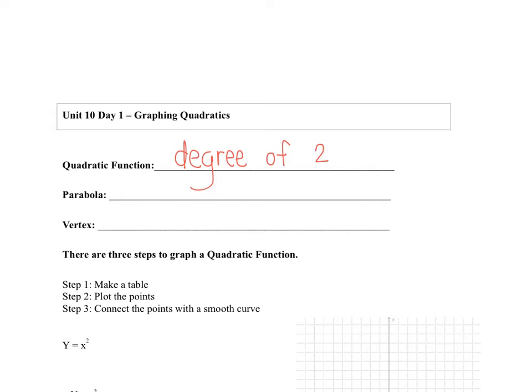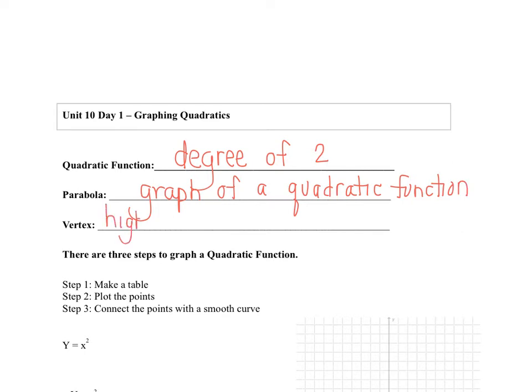And then a parabola is the graph of a quadratic function. And you're going to be looking at those today. And the vertex is the highest or lowest point on the graph.